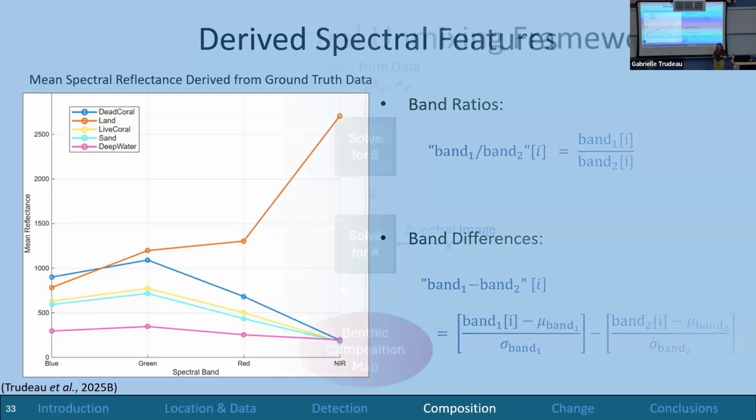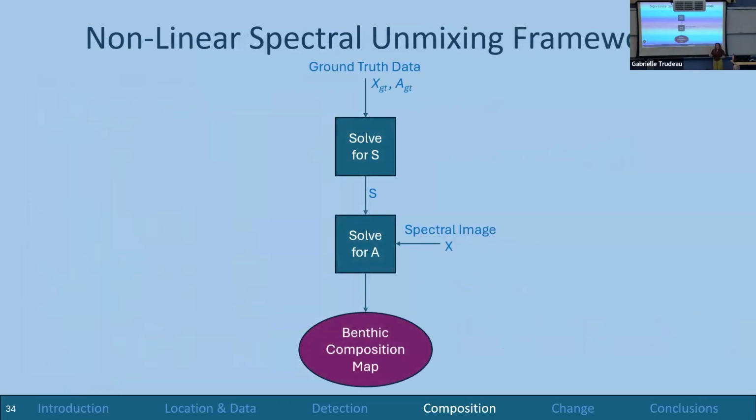The second thing we're doing is in the way that we're formulating the framework to unmix. This is actually solving an optimization problem within an optimization problem. So we're going to take that ground truth data, just like we described it with the photo quadrats georeferenced with the image underneath, except now our inputs are all 16 of those bands, the original 4 bands and the derived spectral features, and those abundances that are associated with each of the photo quadrats. We're going to use that to solve for S. We're going to take that S and shove it into a solution for A using the remainder of the spectral image, and from there we'll get a benthic composition map.